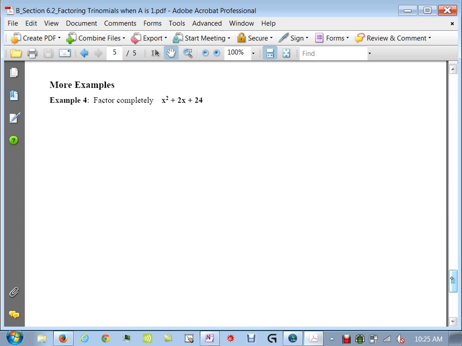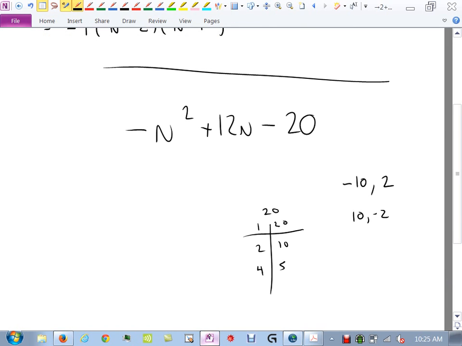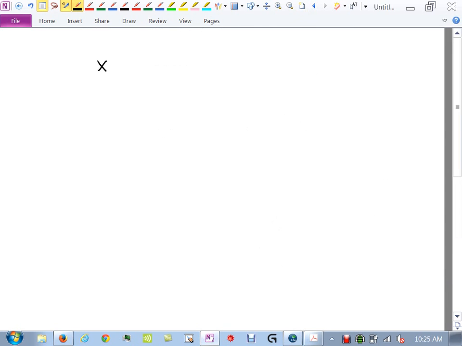How about that one? X squared plus 2x plus 24. Would you like to see the way that I do it? It's nothing crazy different than what we've been doing. I just organize it a little bit, that's all. And you may have been taught this method.